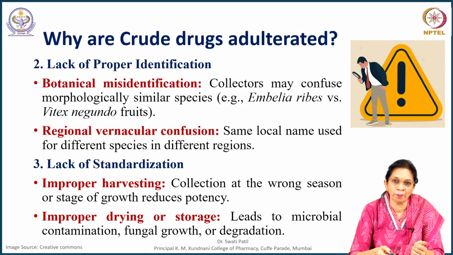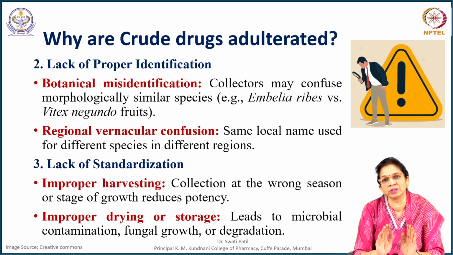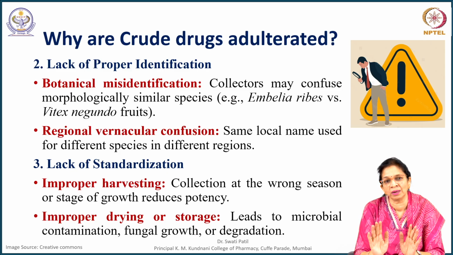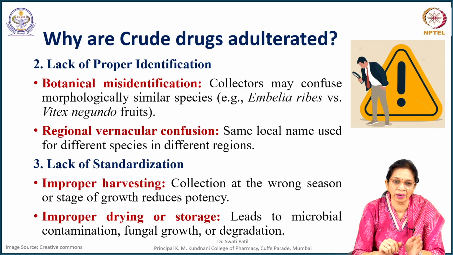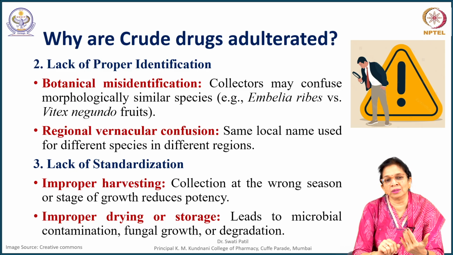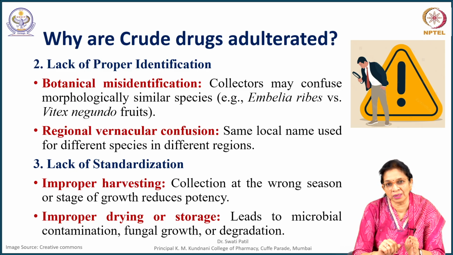Lack of proper identification. Botanical misidentification occurs when morphological features remain the same and drugs are commonly known by their common names; similar looking drugs may cause adulteration. Regional vernacular confusion: for Rasna, there are 10 types of rasnas available in the market. Two types of sennas are known to be available. So, regional vernacular names also cause confusion at times.